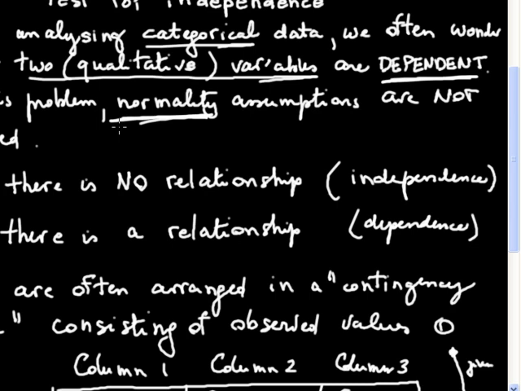As in the test for goodness of fit, the alternative hypothesis is not a choice of three hypotheses. So the alternative hypothesis is basically not the null hypothesis. So there is some sort of relationship, or one variable is dependent upon the other. Often the data, which are counts, are arranged in a contingency table, which we have seen in the previous clip, consisting of observed values O that are given to you.